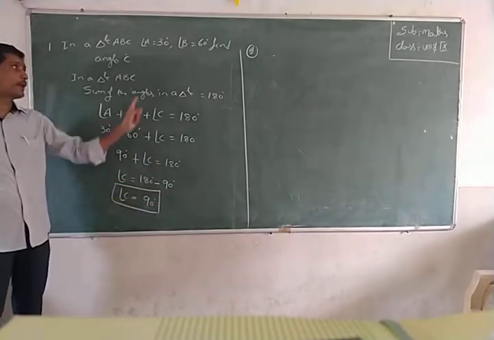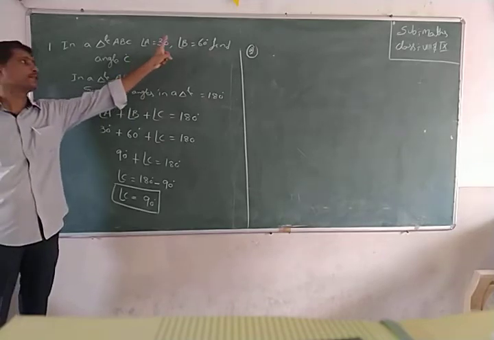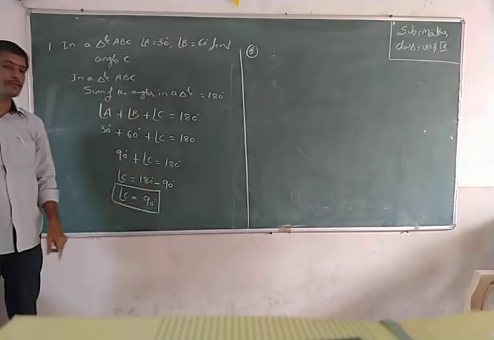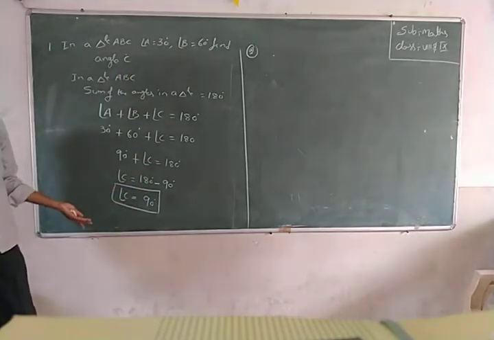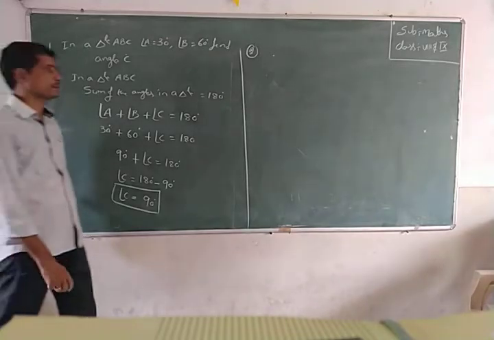degrees. Therefore the three angles are 30, 60 and 90. Which type of triangle is this? That is a right angle triangle. Next, second question.